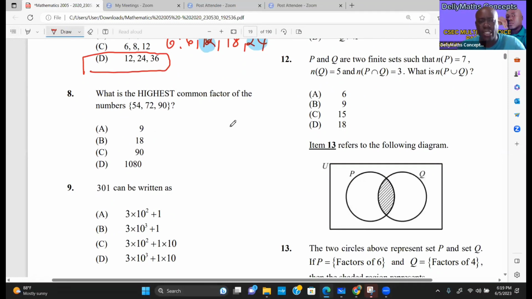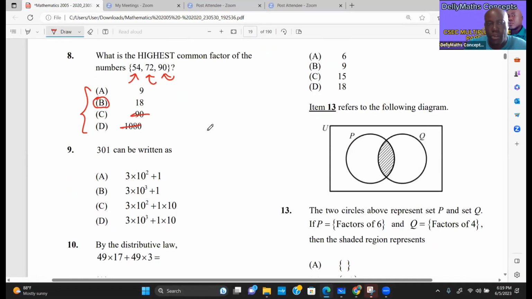What is the highest common factor of these? In other words, we're looking for the biggest number that could go into this, it could go into that, and it could go into that. From these, which one of these? To go into these, it can't be bigger than them, so these two are out. So it's 9 and 18, and 18 can go into all of them. You have to know 18 into that goes 3, 18 into the next one. 18 could go into everything there. So that's the biggest number, which is the highest common factor.